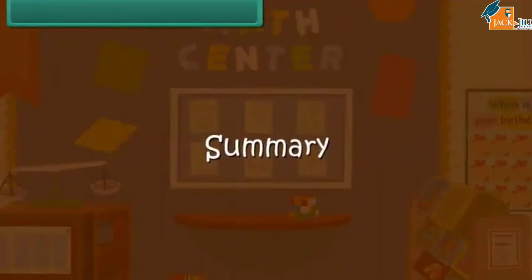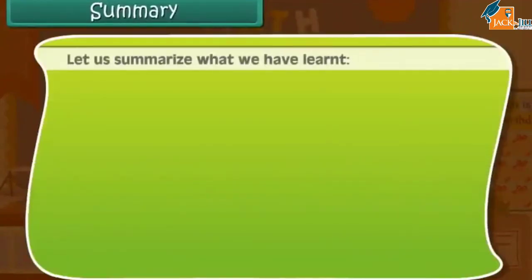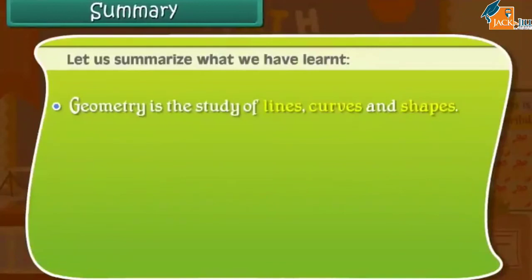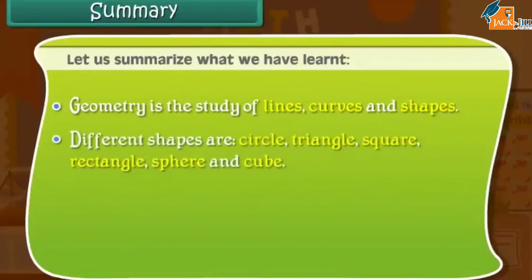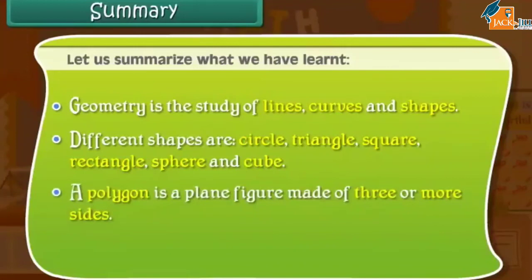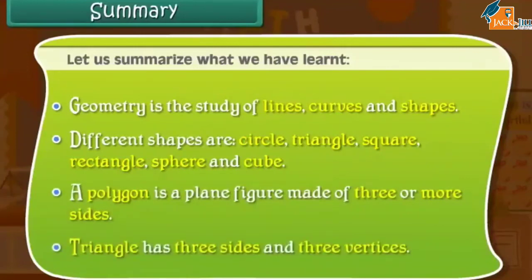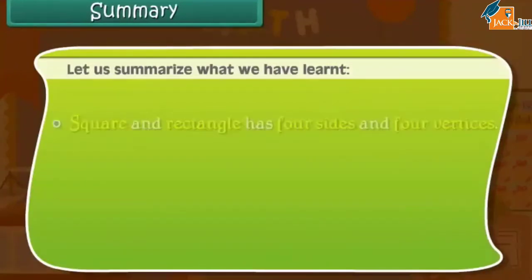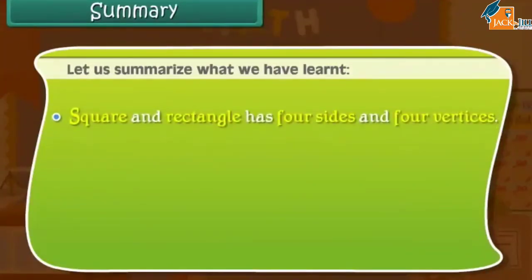Summary. Let us summarize what you have learned. Geometry is the study of lines, curves, and shapes. Different shapes are circle, triangle, square, rectangle, sphere, and cube. A polygon is a plane figure made of 3 or more sides. A triangle has 3 sides and 3 vertices. Square and rectangle have 4 sides and 4 vertices.